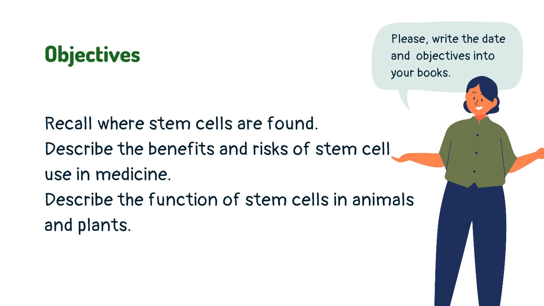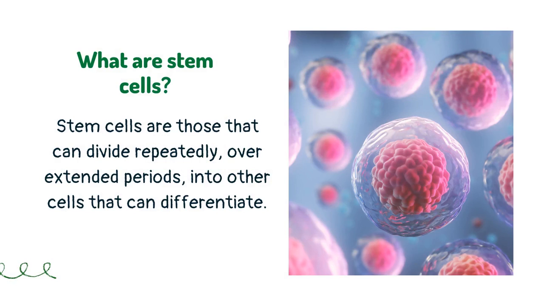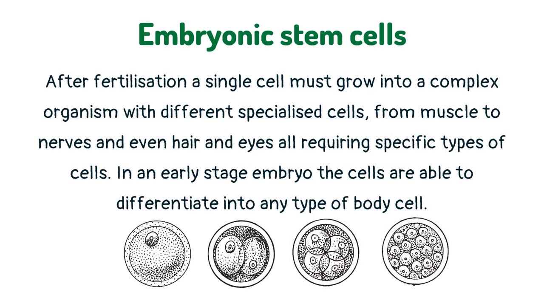Today you will learn about stem cells. Stem cells are those that can divide repeatedly, over extended periods, into other cells that can differentiate. Embryonic stem cells exist because after fertilization a single cell must grow into a complex organism with different specialized cells, from muscle to nerves and even hair and eyes, all requiring specific types of cells.